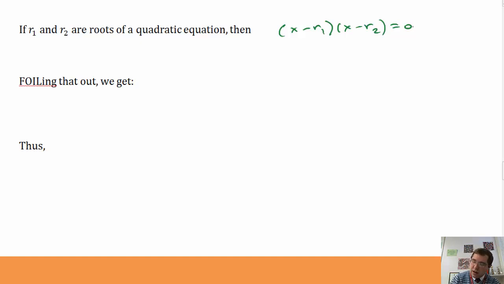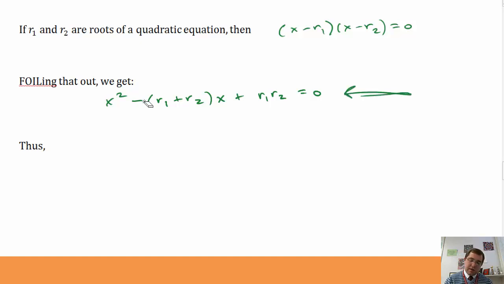If we FOIL that out and we combine like terms, we would end up with x squared minus, and then in parentheses, r1 plus r2, close the parentheses, times x, plus r1 times r2 equals 0. So if we were to FOIL out the equation I have on the top there, and then combine like terms and factor out an x from the two terms that have an x, that's the equation I would get. So if r1 and r2 are roots of a quadratic equation, then I know this is an equation that has those roots.